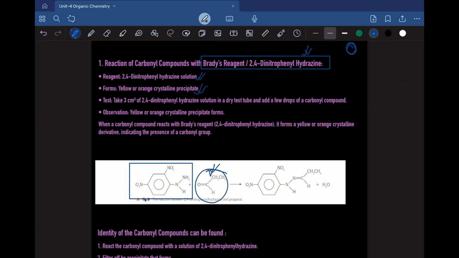So how will we carry out the test? We will take 3 cm cubed of 2,4-dinitrophenylhydrazine solution in a dry test tube, and then we will add a few drops of the carbonyl compound. A yellow or orange crystalline precipitate will form. If a yellow or orange crystalline precipitate forms, it confirms that it is a carbonyl compound.